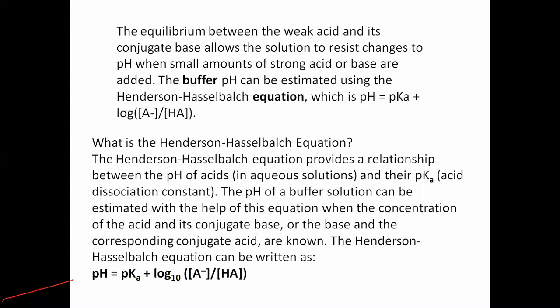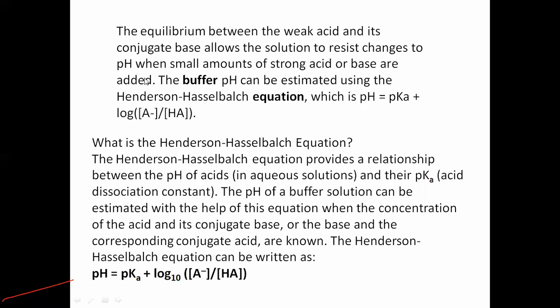Now, before we move towards a very important point, that is buffer solution, we will discuss the theory behind that. Now, the equilibrium between the weak acid and its conjugate base. What is the meaning of the word weak acid? A weak acid is nothing but it is not completely dissociated. It is partially dissociated into its ions. So this partially dissociated weak acid and its conjugate base allow the solution to resist the change in the pH value.